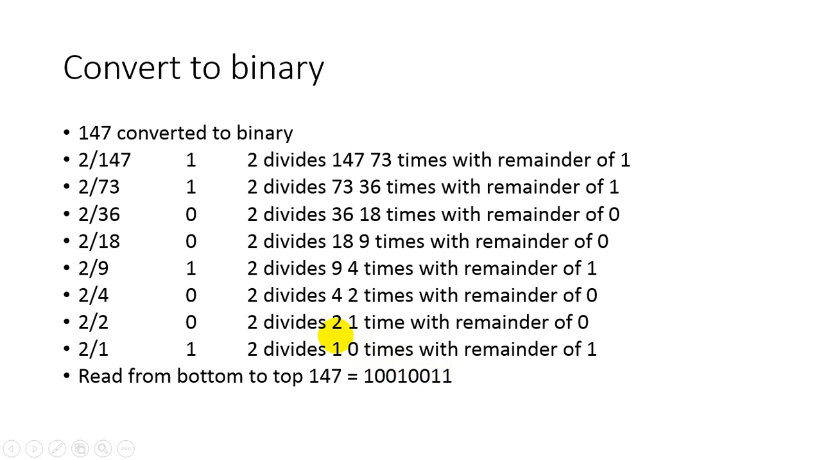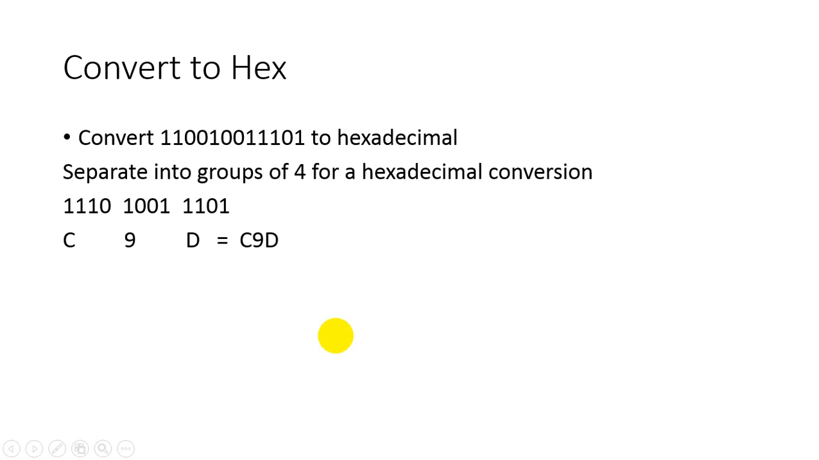That is the number 147 in binary. If we want to convert to hex, this would be another good one for you guys to know about. Converting to hex, you have to break up into groups of 4 for hexadecimal conversion. For example, 1110 1001 1101 can break up into 3 groups of 4, being 1110, which is E, 1001, which is 9, and 1101, which is D.